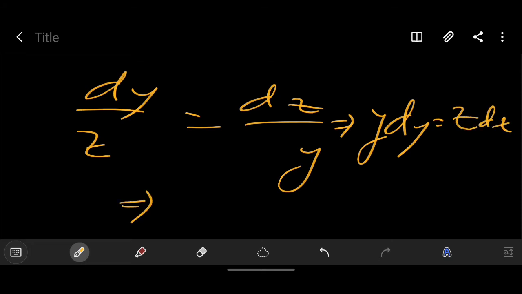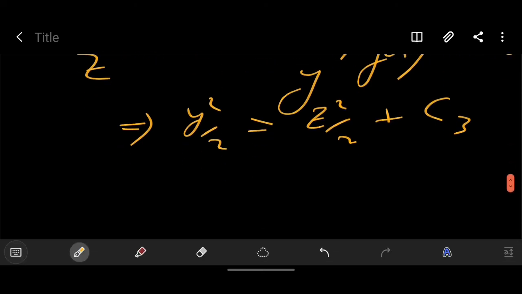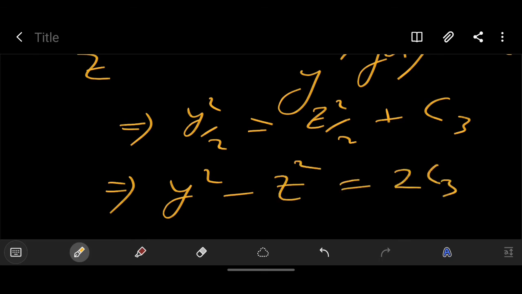So by integrating, we will get y squared by 2 equals z squared by 2 plus, let's call it C3. Then after simplifying, multiplying all the terms by 2, we get y squared, and z squared on the other side, so y squared minus z squared equals 2C3, right? But this 2C3, let's write it as C2, where C2 is nothing, just 2C3.